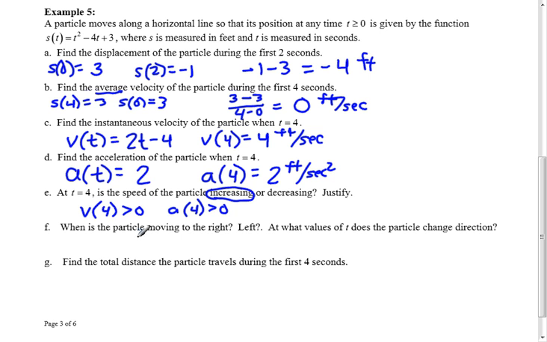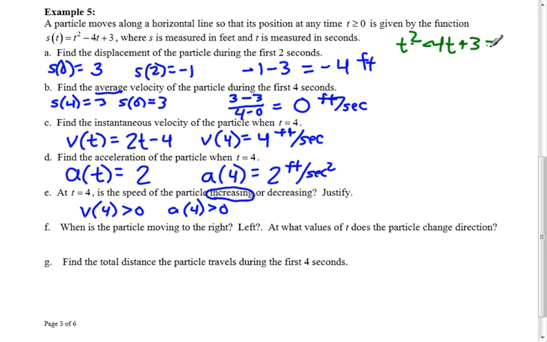When is the particle moving to the right or to the left? At what values of t does the particle change direction? This is going to involve a little bit of work. Let's find out where it changes direction first. I'm going to do this over here on the side, just so I have a little bit more room. So we have t squared minus, I think our function is 4t plus 3.